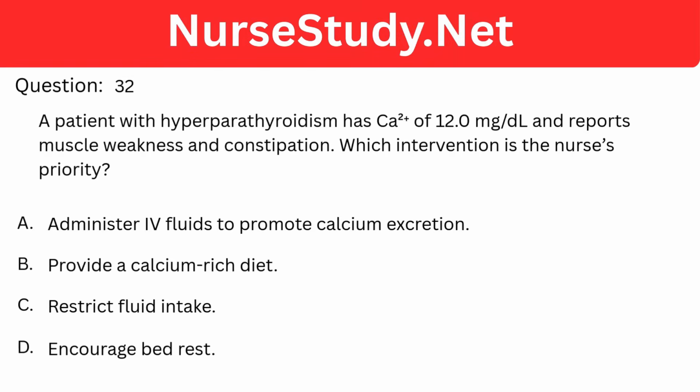Question 32. A patient with hyperparathyroidism has calcium of 12.0 and reports muscle weakness and constipation. Which intervention is the nurse's priority? A. Administer intravenous fluids to promote calcium excretion. B. Provide a calcium-rich diet. C. Restrict fluid intake. D. Encourage bed rest.